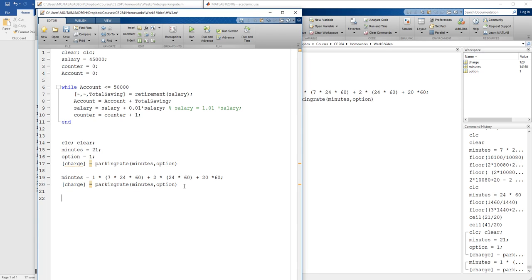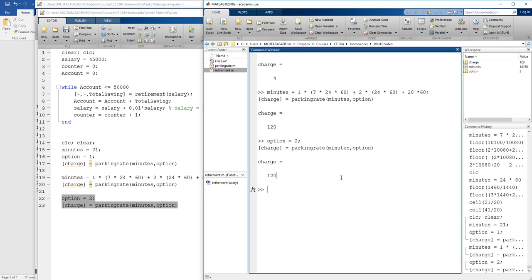Let's go with option 2 as well. So I change option now, but I'm going to use the same number of minutes. So it's 1 week, 2 days, 20 hours. Same situation happens here. You have $60 for the week, $40 for the days, and then 20 hours is going to be more than what you can charge for a day. So that's another $20, so it sums up to $120. If you evaluate this, you again get $120.